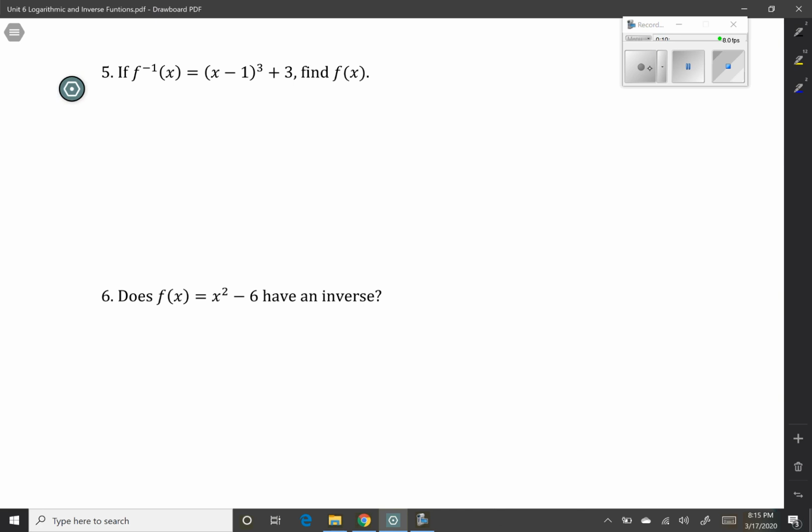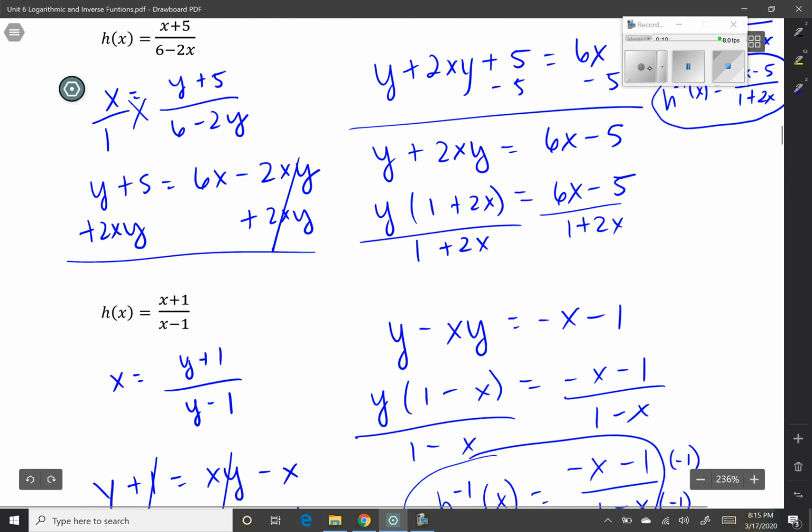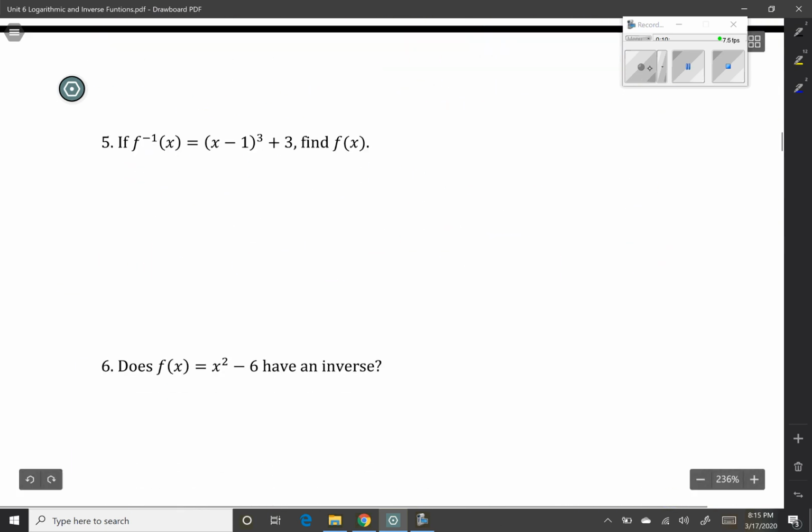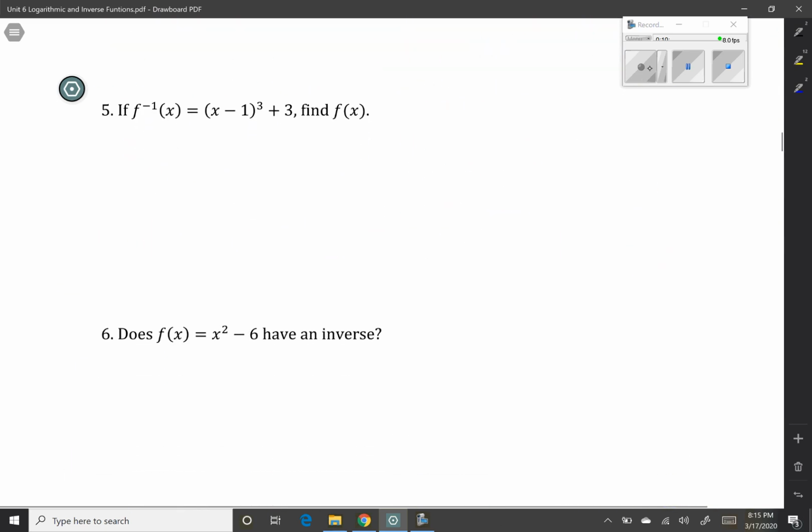Okay, so before you move on to the homework lesson, let's move on to number 5. So we've moved on now. We talked about inverses. We talked about how to find these inverses. So hopefully this video is helping. But now we have to talk about the tricky things that happen with inverses, like number 5.